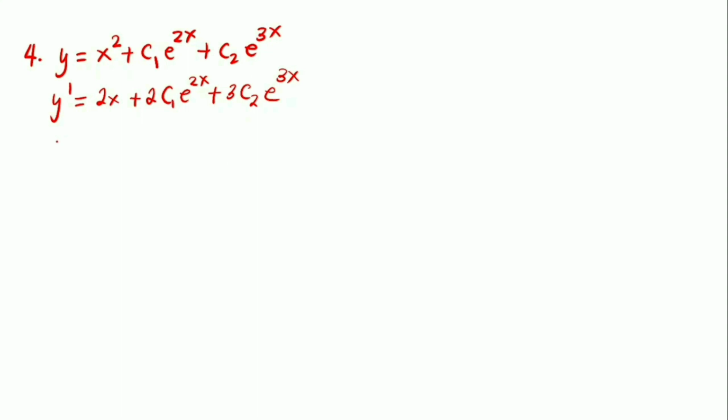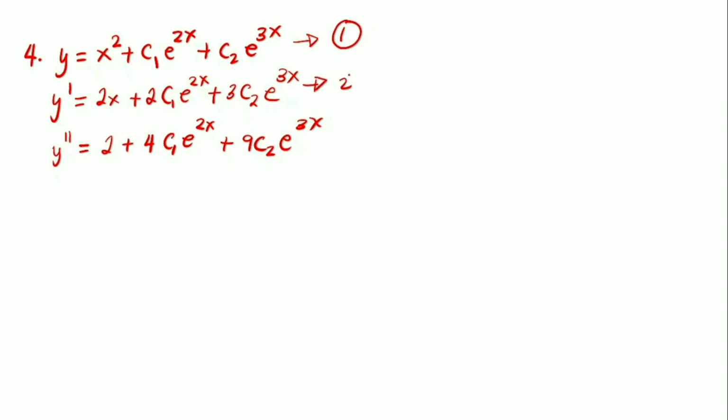So, the second derivative will be 2 plus 4 c sub 1 e raised to 2x plus 9 c sub 2 e raised to 3x. So, the original equation is the equation 1, the first derivative is the equation 2, and the second derivative will be your equation 3.